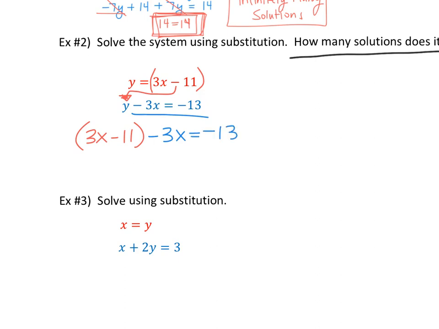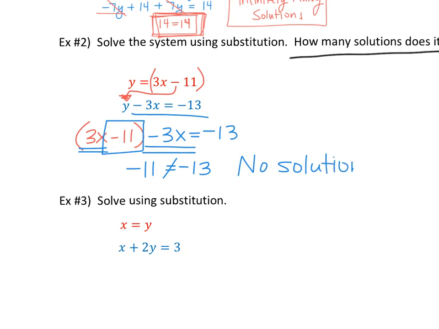So now look at what you have. You have 3x minus 3x. That is 0. So all you're left with on the left right now is negative 11. And what you have on the right is negative 13. And negative 11 is not equal to negative 13. When it ends up like that, that is no solution. Okay, so again, your variables went away. So your answer is either going to be infinitely many solutions or no solution. In this case, it's not a true statement, so it is no solution.